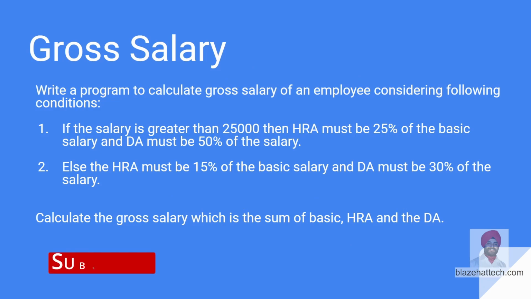Write a program to calculate gross salary of an employee considering the following conditions. 1. If the salary is greater than 25,000, the HRA must be 25% of the basic salary and DA must be 50% of the basic salary. Now I will explain what is HRA and DA, but before that, let's complete and understand this question. Else the HRA must be 15% of the basic salary and DA must be 30% of the basic salary. Calculate the gross salary, which is the sum of basic, HRA and the DA.